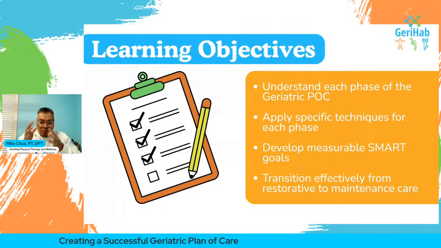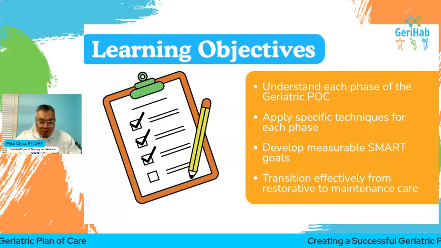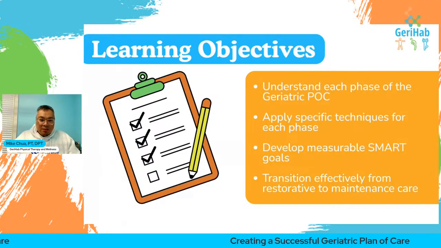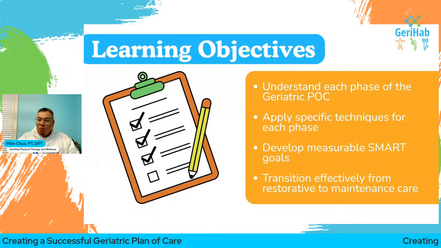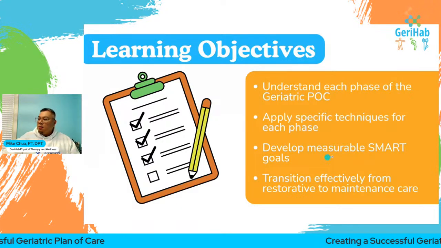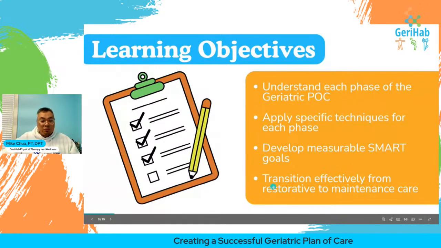So you have to think about that, not just putting up a goal there that you copy and pasted. It has to be personalized. If it's not personalized and individualized, they're not going to pay for that. So we do it. We just have to write it down. Okay, and of course, the last objective is to transition effectively from restorative to maintenance.